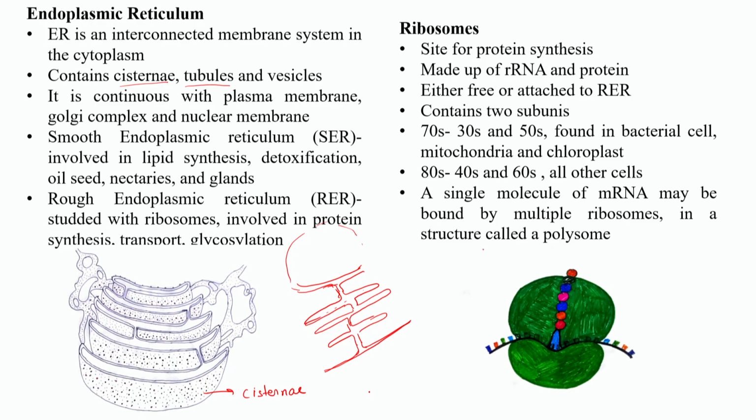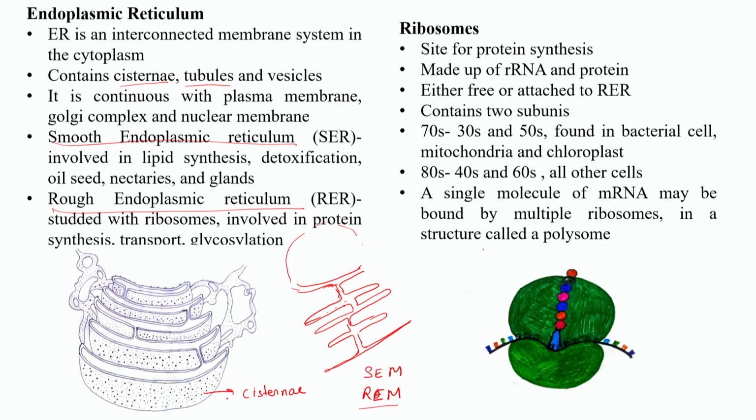Basically, the function of this endoplasmic reticulum is synthesis of protein as well as synthesis of lipid. These are divided into two types. We will have smooth endoplasmic reticulum and rough endoplasmic reticulum. It is called rough endoplasmic reticulum because it contains a lot of ribosomes present on the outer wall of the membrane of the endoplasmic reticulum, giving it a rough appearance, and because of that it is known as rough endoplasmic reticulum.